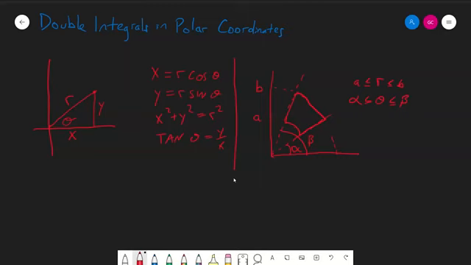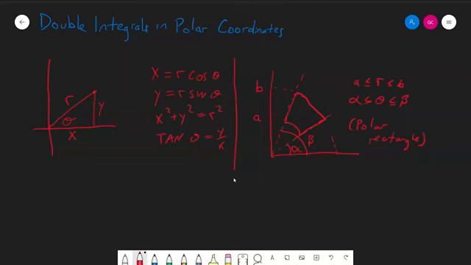So this is what we call a polar rectangle. What makes it a rectangle is that the bounds for r and theta are constant. Of course, it's not really a rectangle in the conventional sense, but we'll see that regions that can be described as polar rectangles are easier to integrate in polar coordinates.